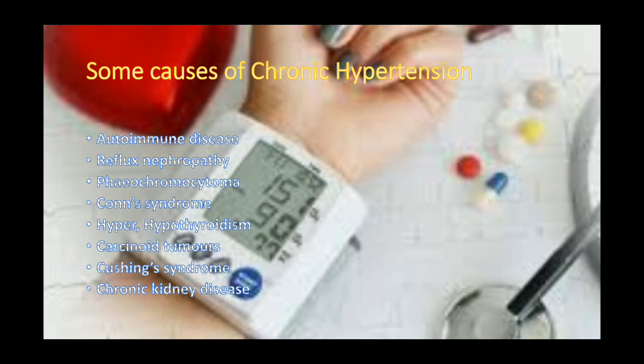So what are the causes of chronic hypertension? First of all, we have to rule out autoimmune diseases in a patient. We have to ask about any history of joint pain or rashes, reflux nephropathy, pheochromocytoma, Conn's syndrome, hyperthyroidism and hypothyroidism, carcinoid syndrome, Cushing syndrome, chronic kidney disease. So there are 3 causes which start with C: Conn's syndrome, carcinoid tumor, Cushing syndrome, and chronic kidney disease.